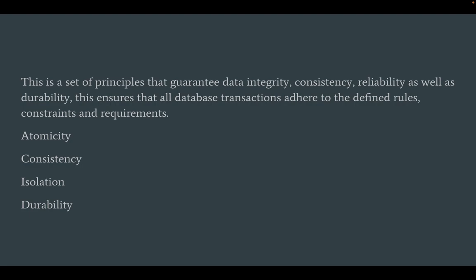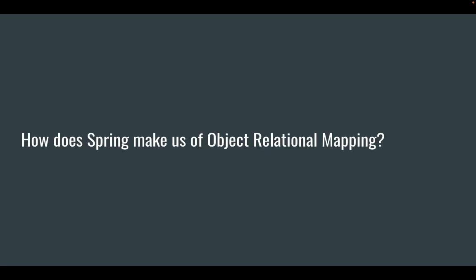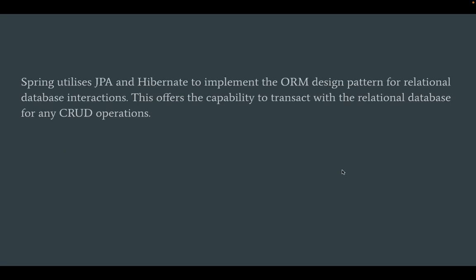So now let's move on to the next question, and that is how does Spring make use of object relational mapping? Object relational mapping is essentially, in Spring, Spring utilizes JPA and/or Hibernate to implement the object relational mapping design pattern.